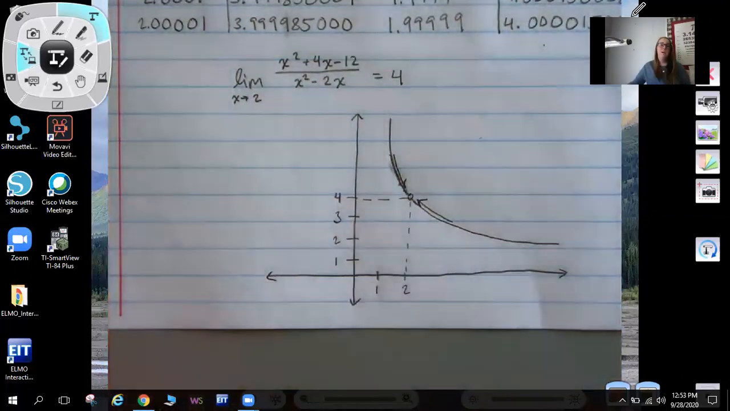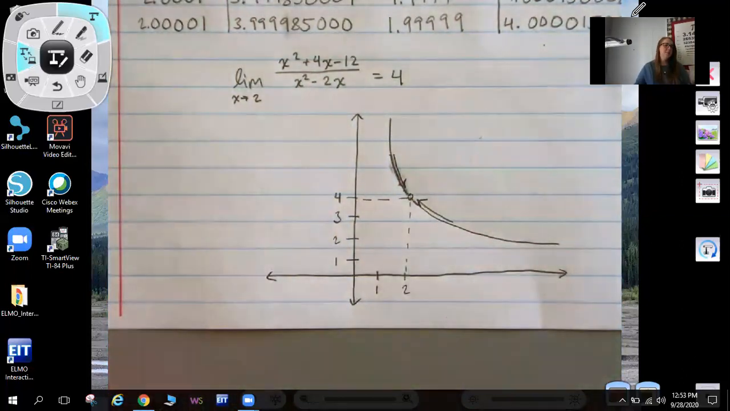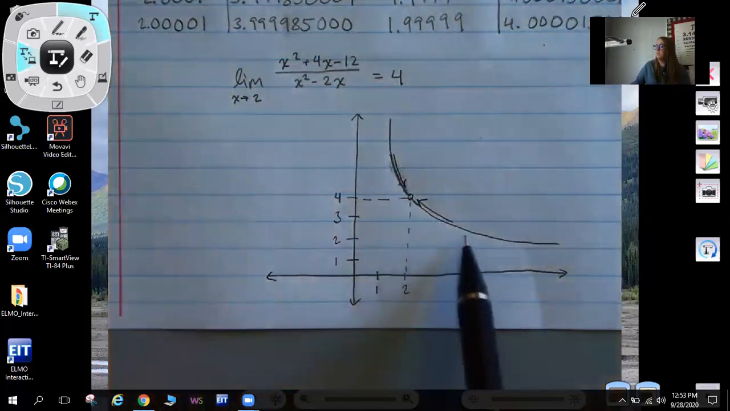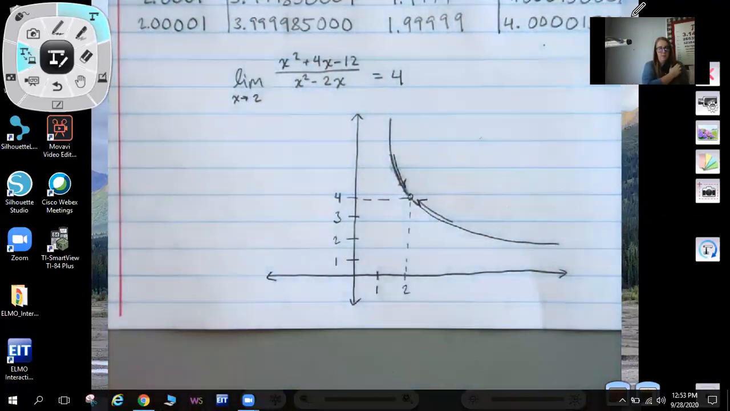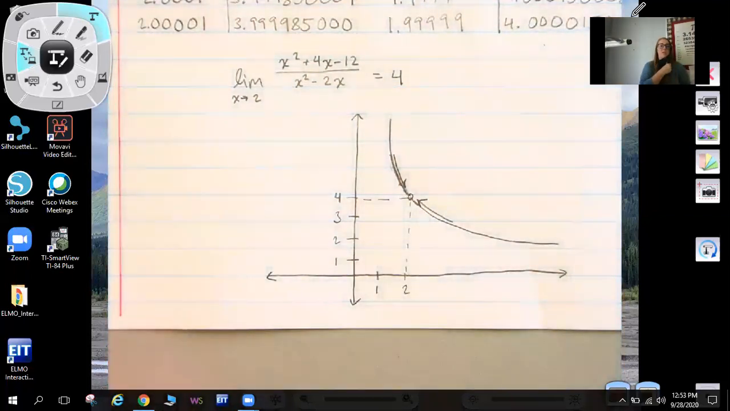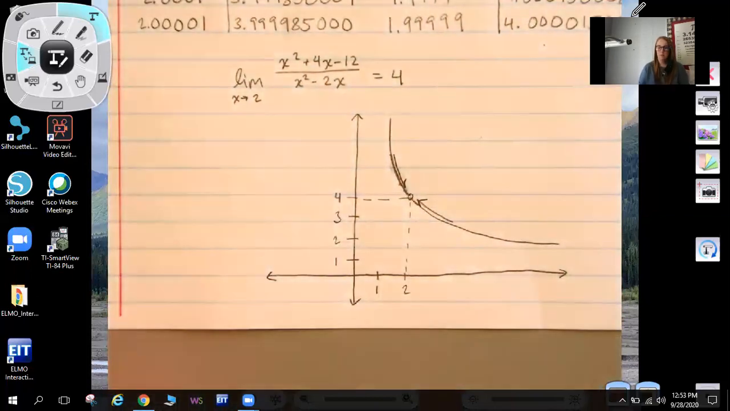Even though f of 2, or the function, doesn't actually exist when x is 2, our limit still exists because on either side of 2, the function is still getting closer and closer to that y value. So just remember that limits don't care what's happening at the point in question, they care what's happening around it. Okay, I'll wait until next time to do the second example.